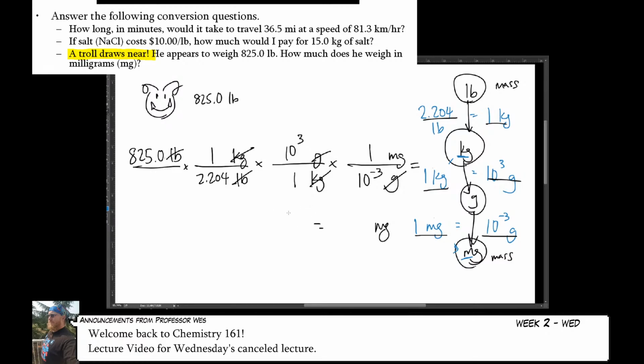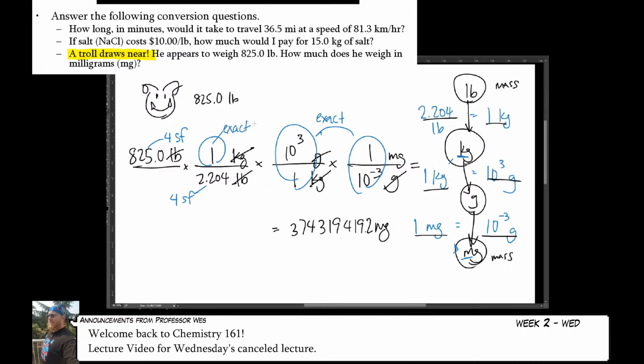I'm going to need more space. 374,319,419.2. That's obviously way too many sig figs. There's no way we know all of that information based on the 4 that we have up here. This is also 4. This and all of these are exact because these are definitions. And this is a lonely 1. So our answer should have 4 sig figs.